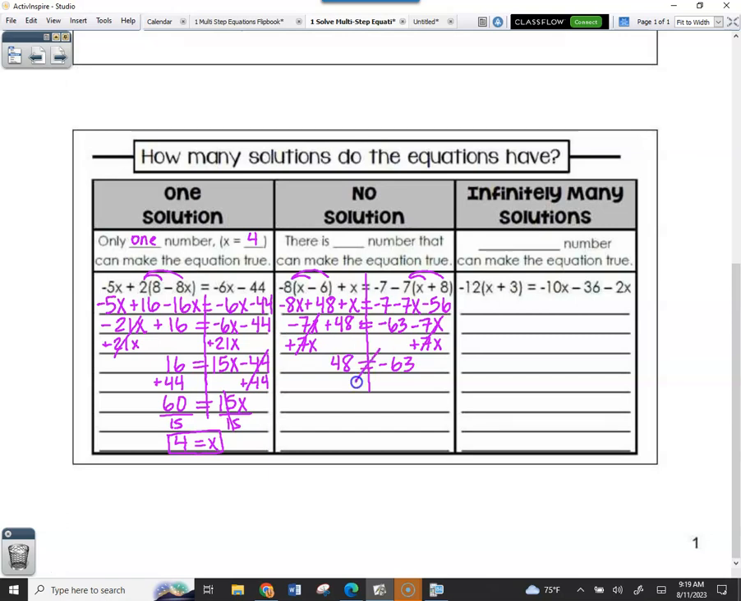So because these do not equal, we would say false, and that means there is no solution, which means there's no number that you can plug in here. There is no number that you can plug in to make that work. Now, it doesn't happen a lot, but it does happen sometimes, and it will happen at least one time on your practice.